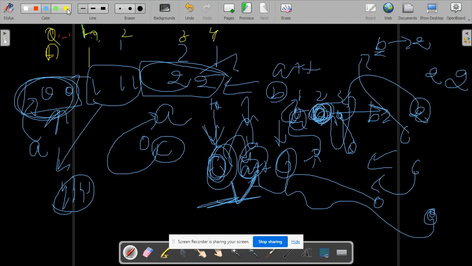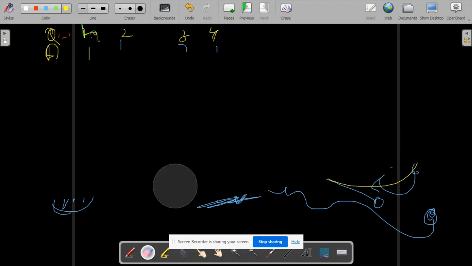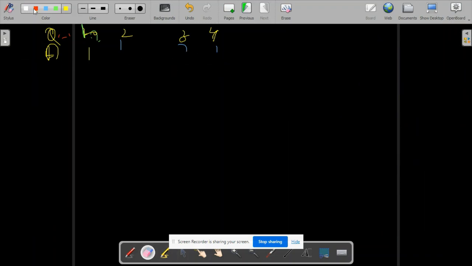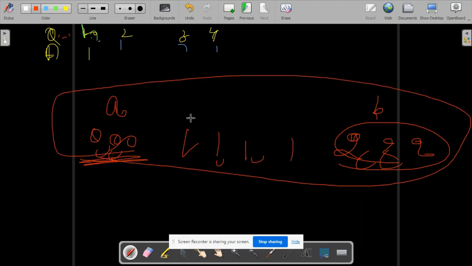Only this seat is left, which is occupied by this left out person. So the conclusion is, if this A is taking responsibility of putting all zeros at the starting, and this B is taking all responsibility to put all twos at the end, then definitely ones will be coming in the middle. This is how the segregation will work.